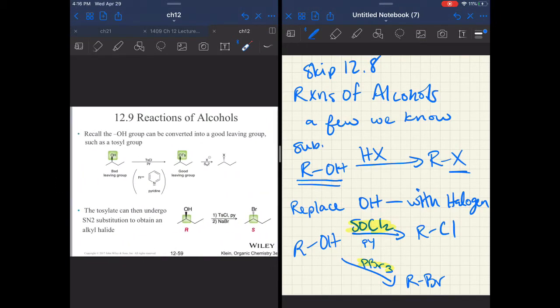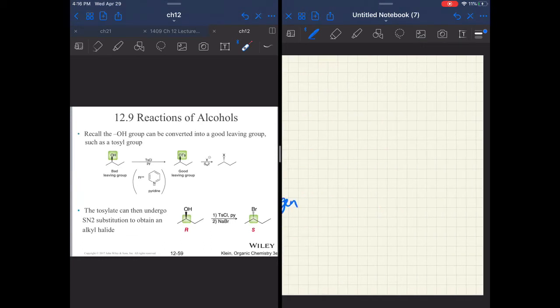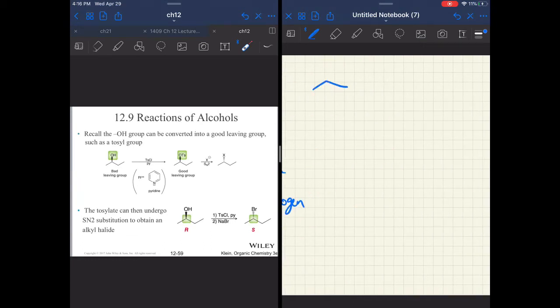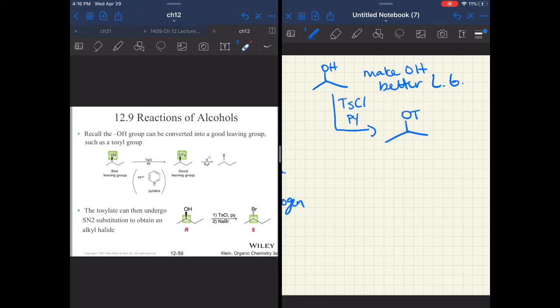Another way that we can replace, so we're still on substitution, you can make OH a better leaving group by using tosyl chloride. Don't forget that guy. And there's usually pyridine there as well. This doesn't make it an alkyl chloride. Remember, this is a little bit different. It's going to make it an OTs. Now it's just a good leaving group where now you could, if you wanted to make an alkyl halide, just another way, you could use NaCl, and that would put a chlorine there.